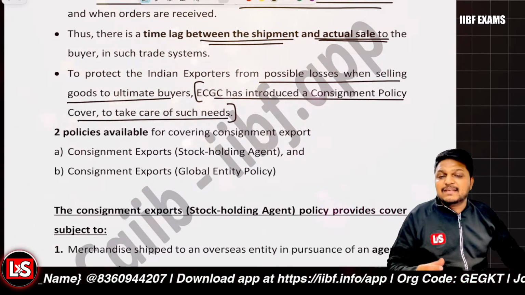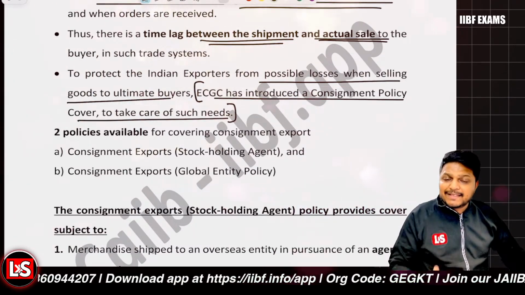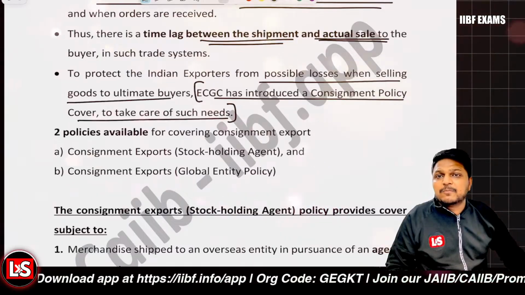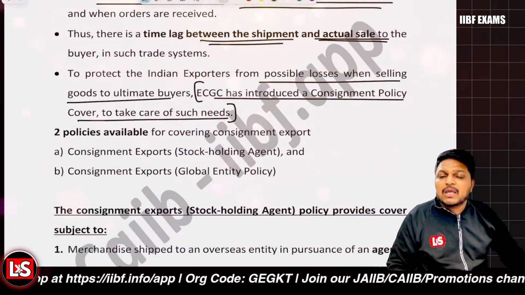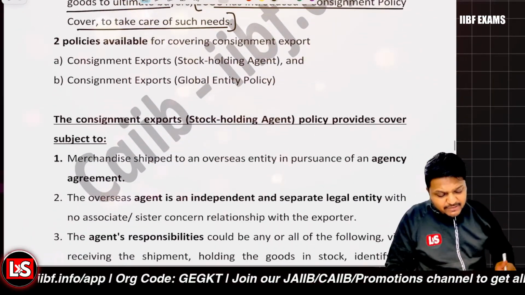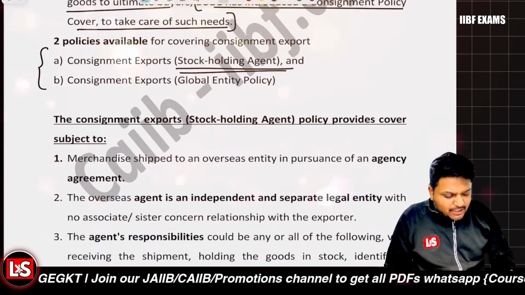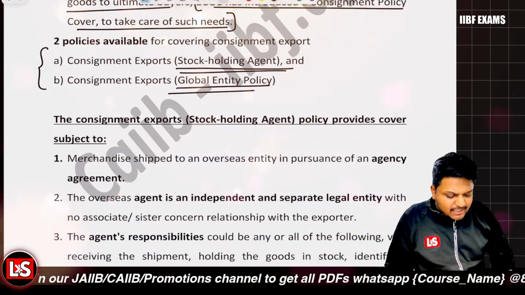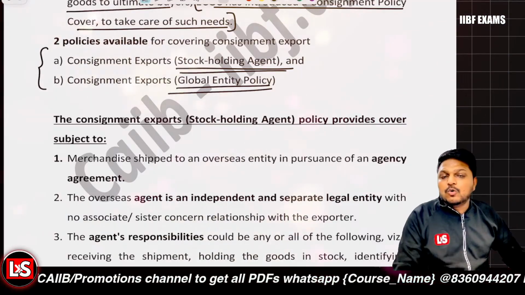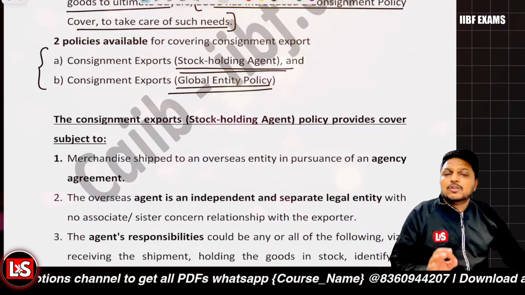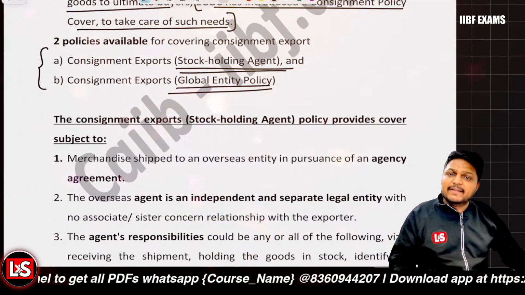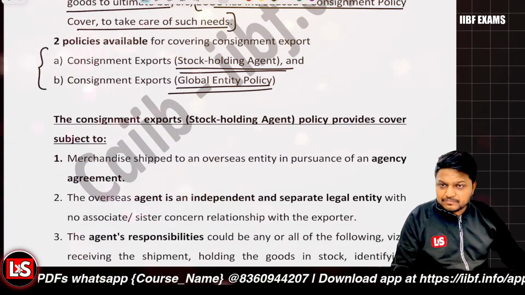In case of consignment exports, there can be some other risks. So ECGC wanted to protect the exporters. That's why this particular policy is there. Clear with that? And there are two types of policies. One is the consignment exports stock holding agent policy, and the other one is the global entity policy. The stock holding agent and the global entity policy under the consignment exports.